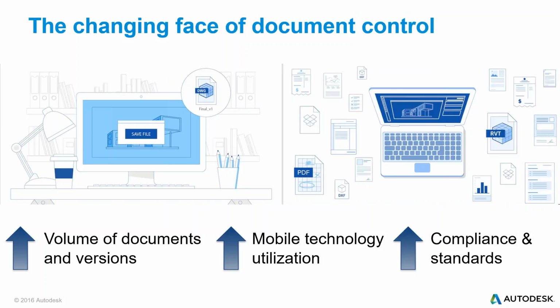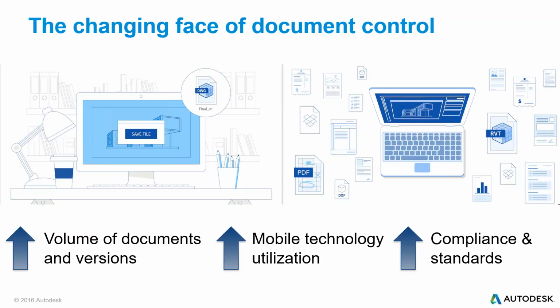So there were three factors in play that are changing how document control is handled in today's project environment. First is the overwhelming pressure to process the volumes of documents that are associated with a project. Managing those versions and maintaining the most accurate version out in the field, which is our sort of offline environment, if you will.